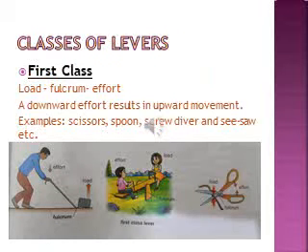Classes of lever. There are 3 classes of lever. First class. In first class, fulcrum is present between load and effort. A downward effort results in upward movement. For example, scissors, spoon, screwdriver, seesaw. In the diagram there are different types of first class of lever.